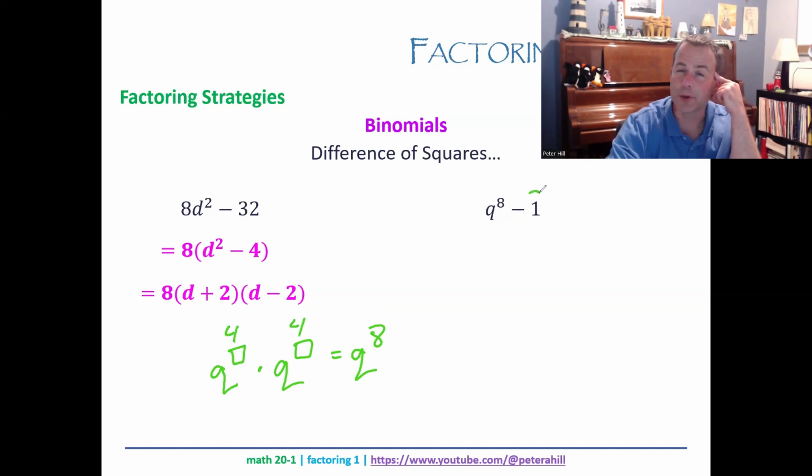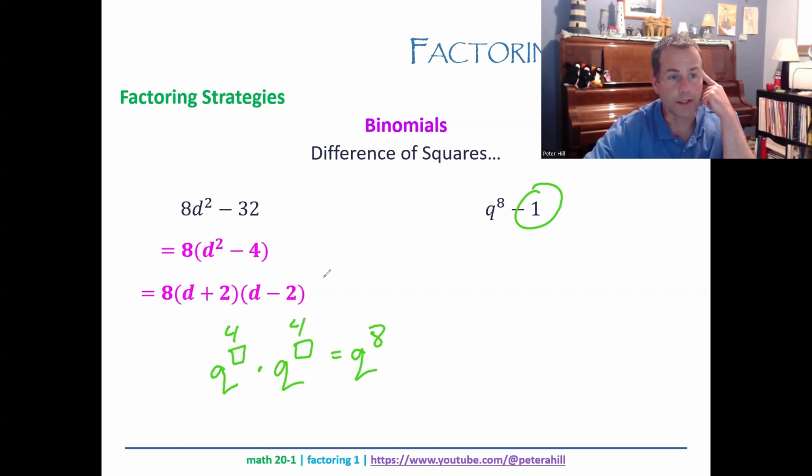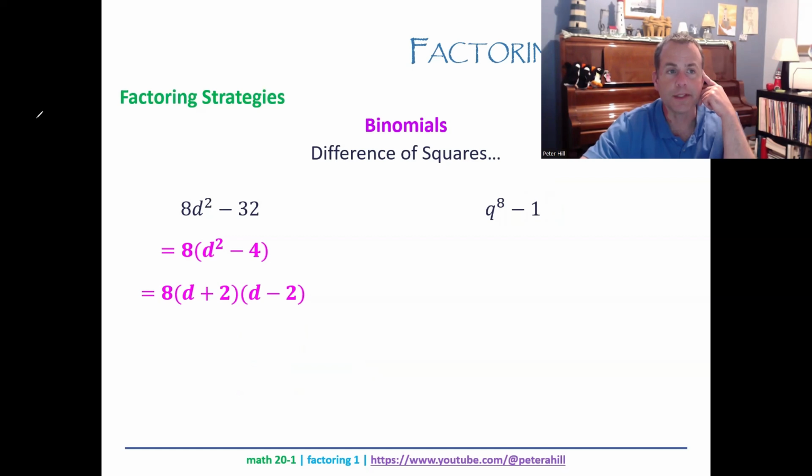The other thing I like about this question is kids forget that 1 is a perfect square, right? The square root of 1 is 1. 1 times 1 is 1. So this becomes q to the 4 plus 1 and q to the 4 minus 1. Okay, q to the 4 plus 1 and q to the 4 minus 1.